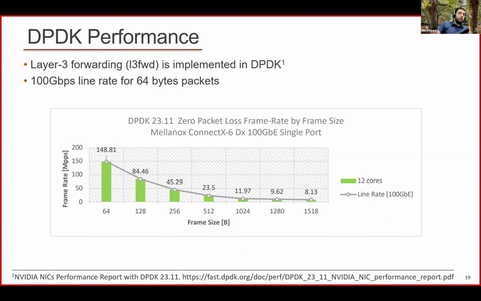Okay, so for the results that you see here, on the x-axis you can see the packet size: 64 byte, 128, 256, all the way to 1518 bytes. And on the y-axis, you have the frame rate, so how many million packets per second we are processing. Here we are using network interface cards from Mellanox or NVIDIA. And you can see here, this is a report.